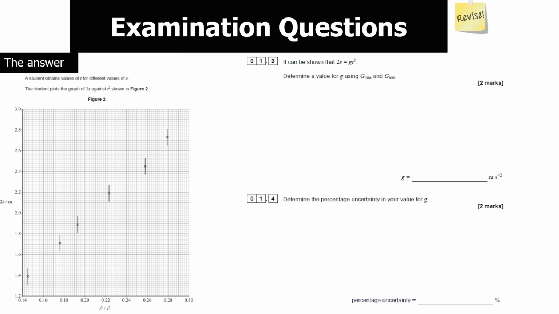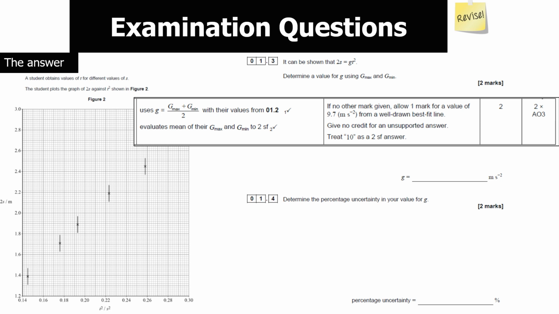Right, so how do you answer this first question? Well, you can say that your value for g is going to be the average of g max and g min, because that's the biggest possible and the smallest possible value. So the first thing you note is that g is going to be g max plus g min divided by 2. That gets you your value of g.